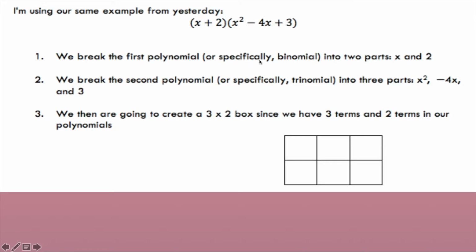Because I have two terms and three terms, I'm going to create a box. This box is a 3 by 2 box, since I have three terms and two terms in our polynomials. As of right now, this still might not make sense to you. Once we fill in the box, it's going to make a little bit more sense.